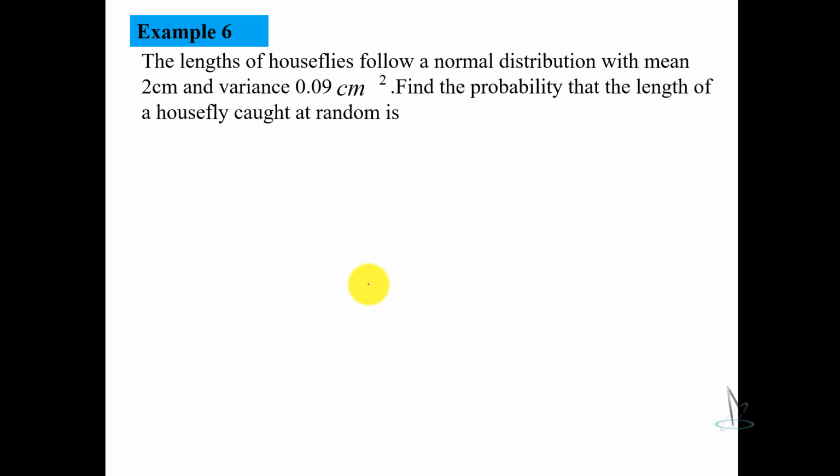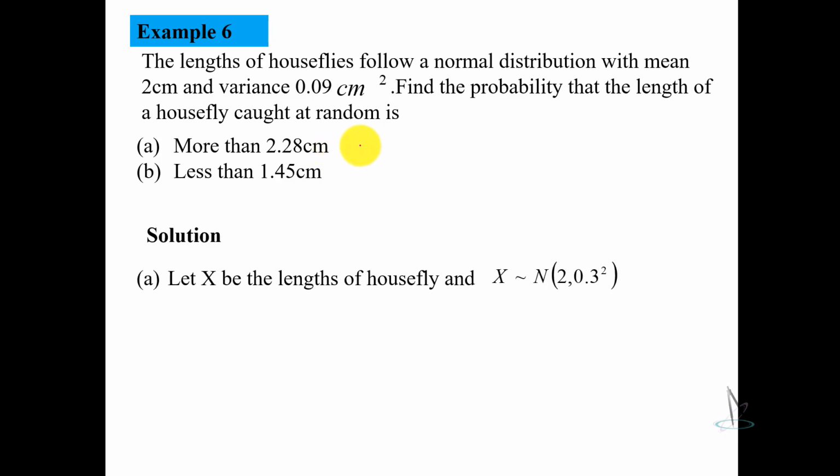Okay, so now the last example. The length of house flies follows a normal distribution with mean 2 and variance 0.09. Find the probability that the length of a housefly caught at random is more than 2.28 or less than 1.45. Okay, so if X is the length of the housefly, that means X is a normal distribution. So this is the mean and this is the variance. The variance is 0.09, that means this is 0.3 squared.